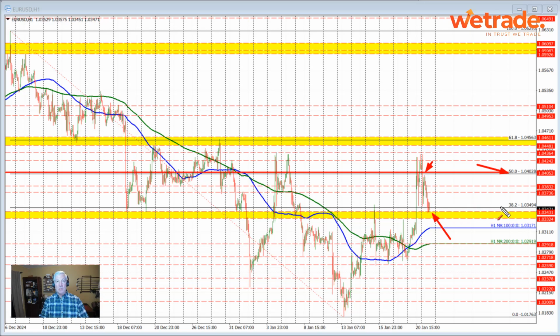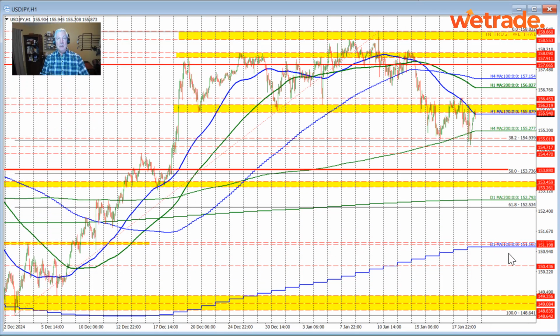Also on the downside, watch the broken 38.2% retracement in this swing area here as key support, and that so far is holding. If we do go below that level, then we look toward the 100-hour moving average and 200-hour moving average on the downside again as support targets. Let's take a look at the dollar versus yen next.